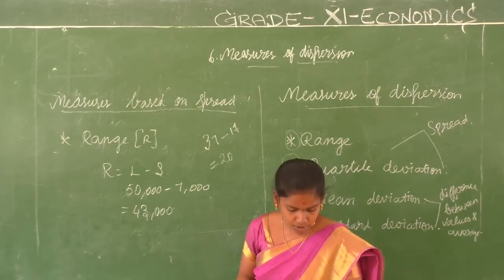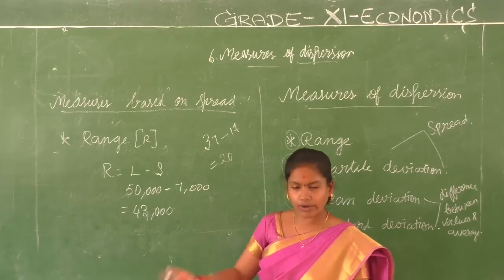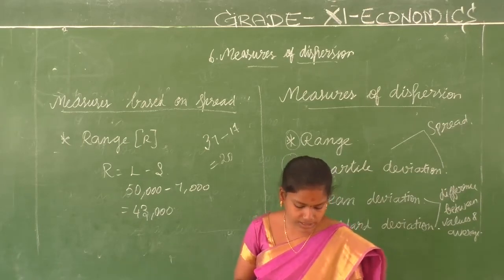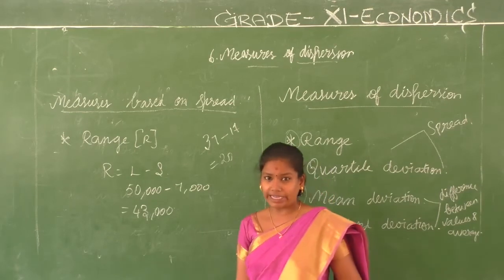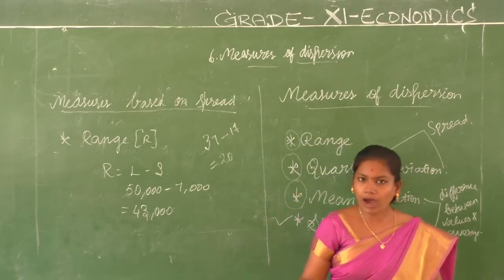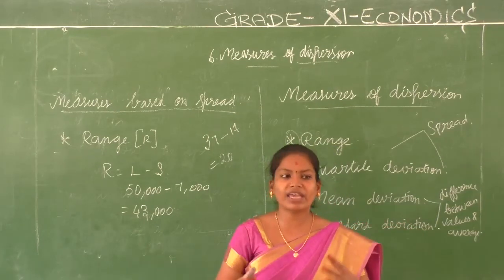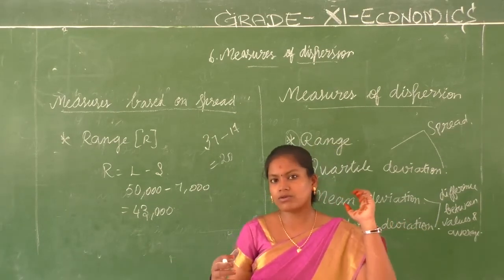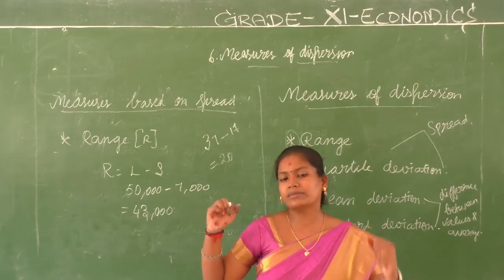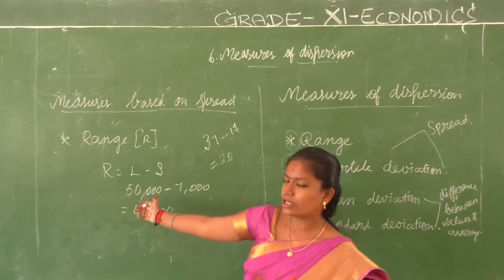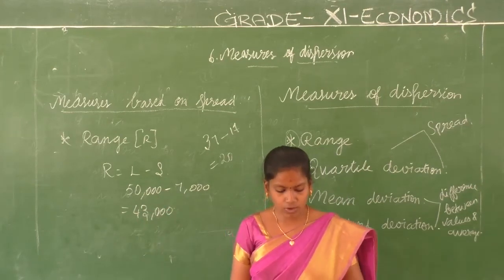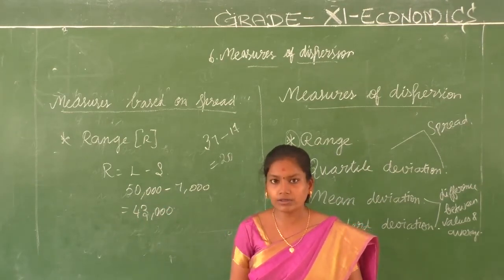Open-ended distributions are those in which either the lower limit of the lowest class or the upper limit of the highest class, or both, are not specified. Below, above, you don't have a lower class limit and an upper class limit. So you cannot obviously go for the largest value minus the smallest value. So for open-ended, it is very difficult to find it.